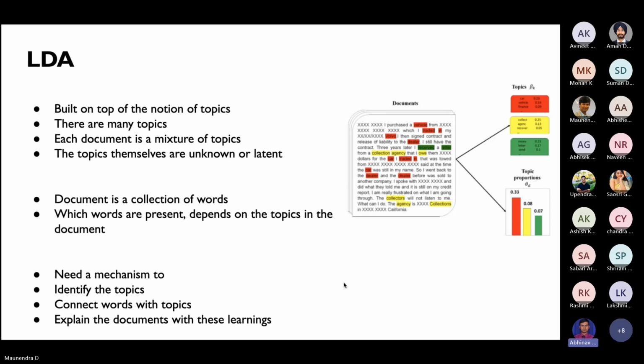Sir, can you define topic modeling again? Just the previous two lines. Yeah, I'll talk about that.